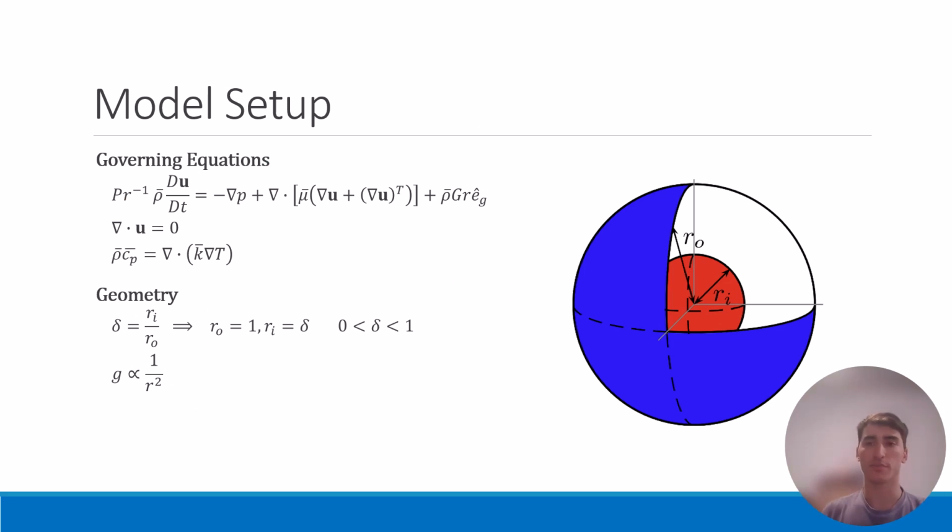The model was set up using the non-dimensional, incompressible Navier-Stokes equation, while assuming constant fluid properties to minimize computation time. The simulation domain was a spherical shell with the outer radius defined as 1 and the inner radius set as delta, which will be varied later in the study. A radial gravity field was applied where the gravitational acceleration was proportional to the inverse square of the radius, mimicking a true gravitational force. The inner and outer surfaces were set to a non-dimensional temperature of 1 and 0 respectively.